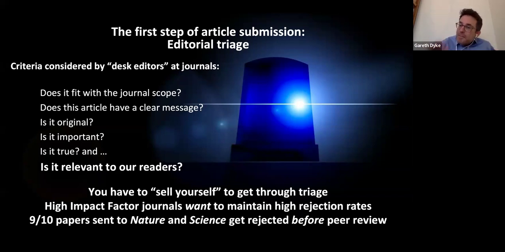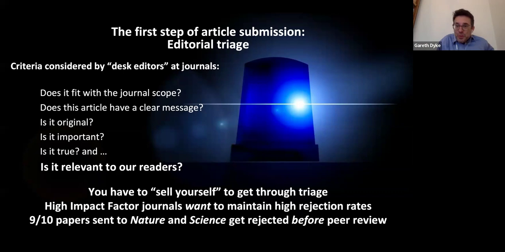Journal selection is important because it can then help your paper's chances of acceptance by picking an appropriate journal, because desk editors at journals, they think when papers come in to their editorial offices, does this article fit with the journal's scope? Does it have a clear message? Is it original? Is it important? Is it true? And is it relevant to our readers? As we'll talk about in this event today, you've got to sell yourself, sell your work to get your work successfully into those international journals through the triage stage.